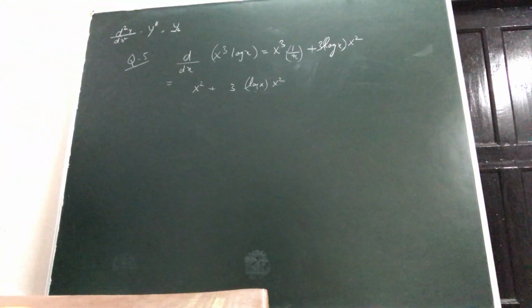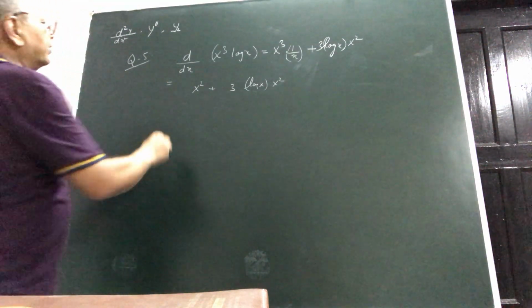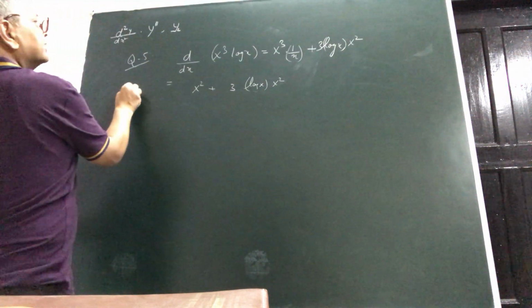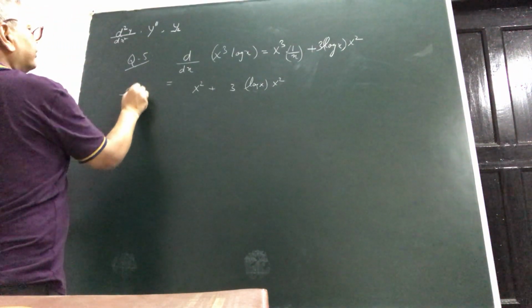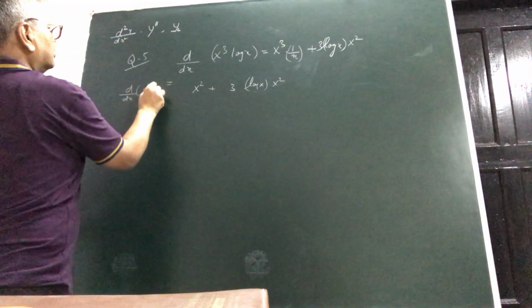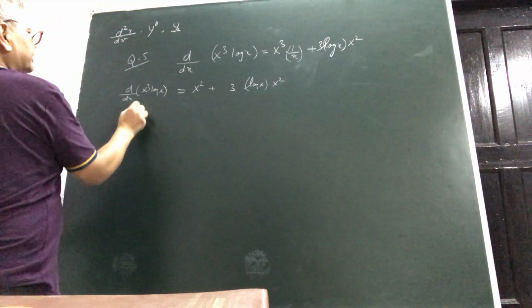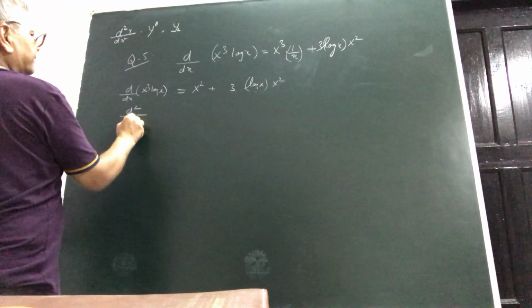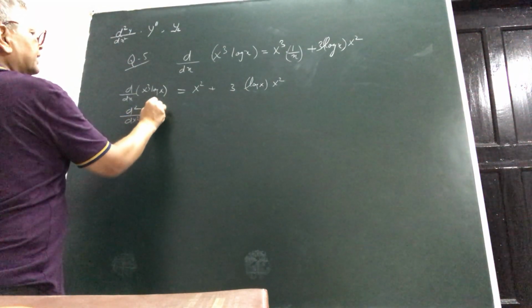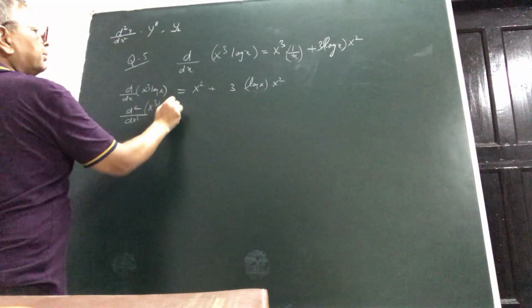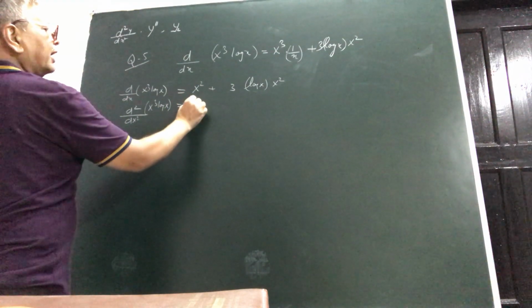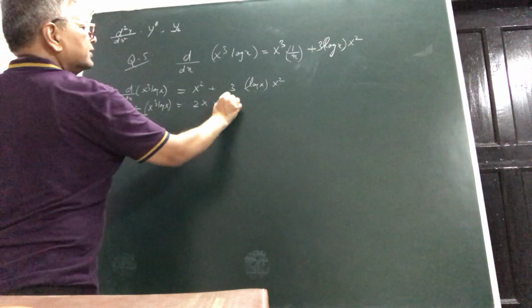Now here, you have to differentiate this whole thing, because this is d by dx of your function x cube log x. Now you are differentiating again with respect to x. So what you will get is x cube log x. Please see, you are differentiating x square, you are getting 2x plus 3.